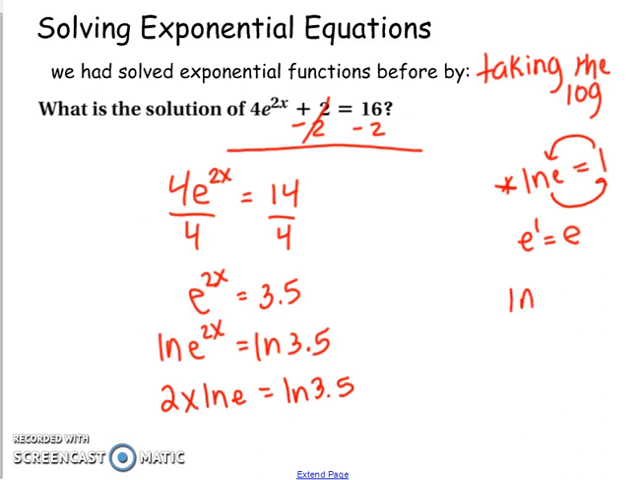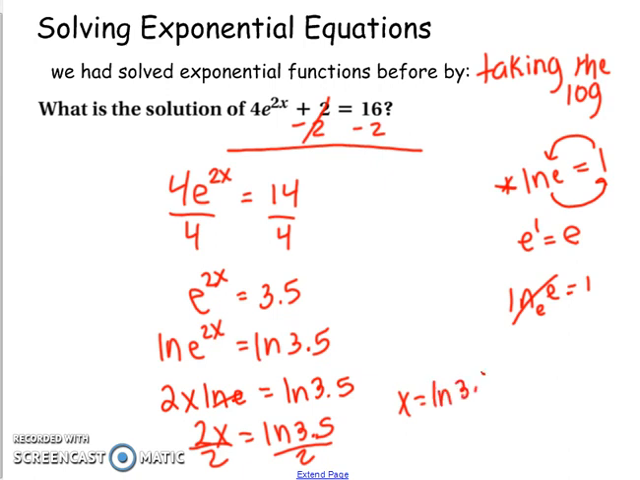Since the base and the e are the same, they're basically going to cancel out, and you're going to have 1. So this I can actually cancel out. So 2x equals ln of 3.5. So I'm going to divide by 2. So I have my exact answer, which is the ln of 3.5 divided by 2. And then I have my approximate answer, which is going to be 0.626.